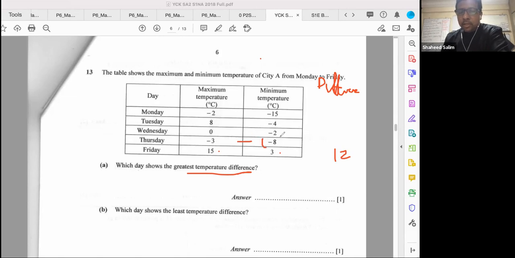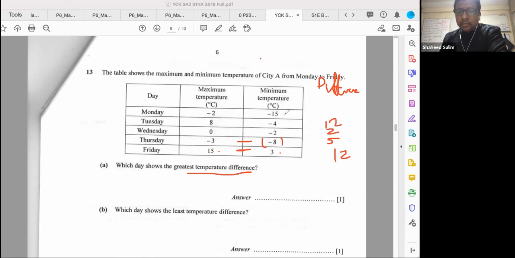Then this one, minus. You see, you must know how to do this. You use your calculator. Minus 3, minus become plus what? So minus 3 plus 8, this one becomes 5 degrees like that. 0 minus 1, 2. 8 minus 4, 12.